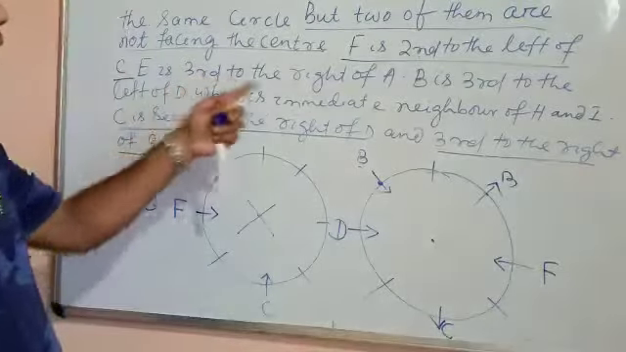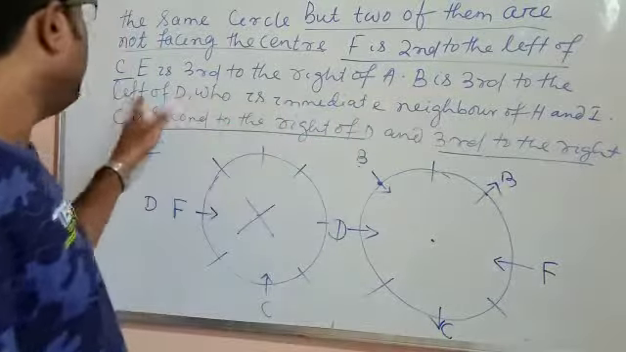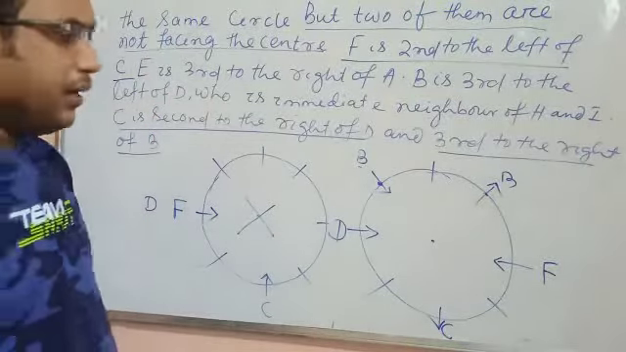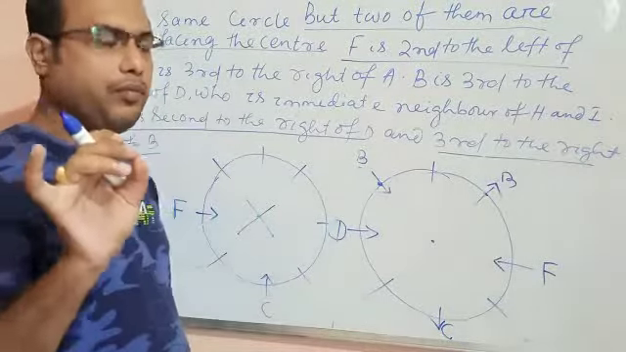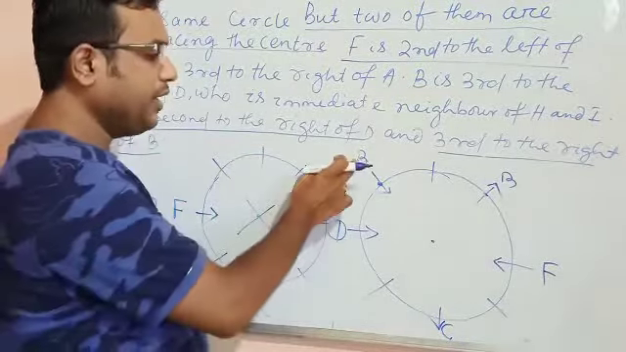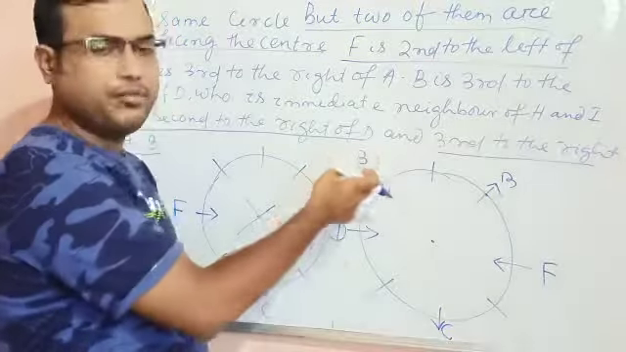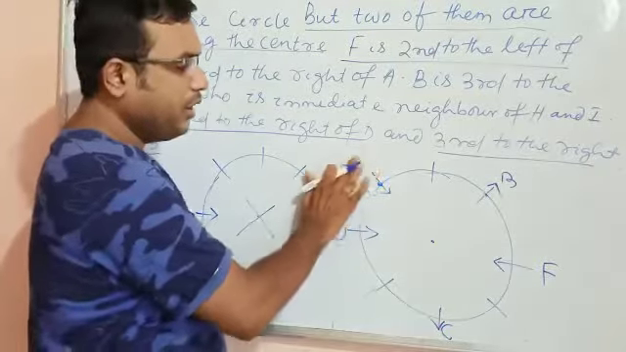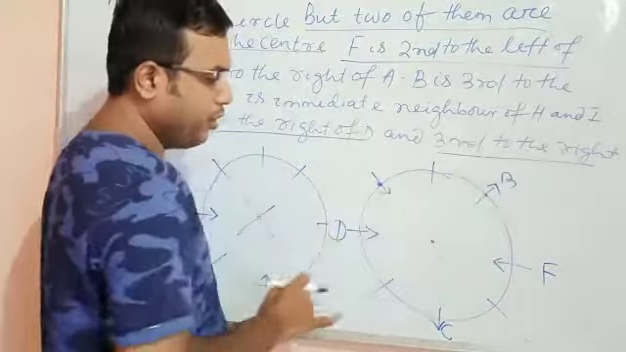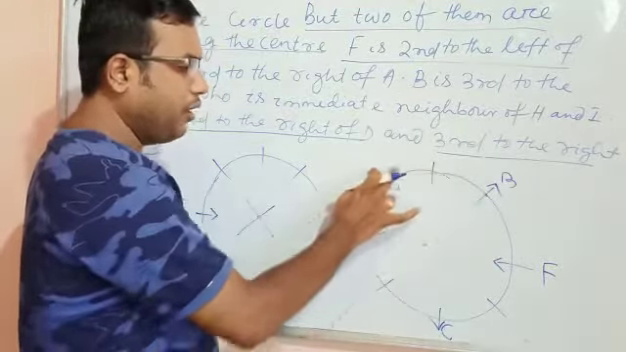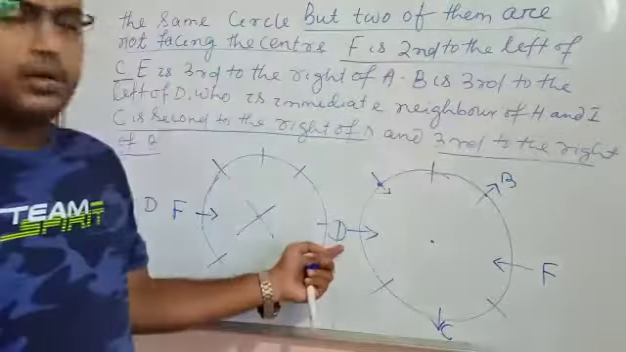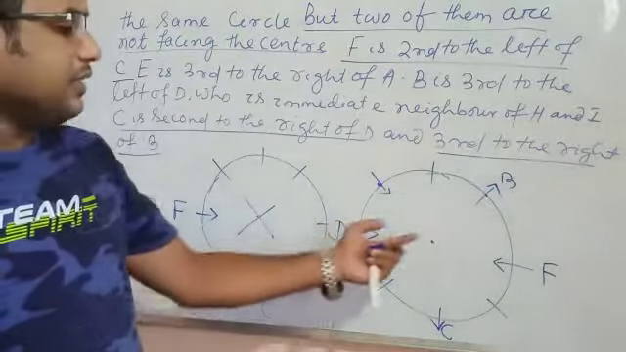Then back to this line: B is third to the left of D, right? B is third to the left of D. That means if you take this point, B becomes immediate left. So this is not possible, I think. So you take this position. B is third to the left. 1, 2, 3. Third to the left of what? D. Right. So this is satisfied.